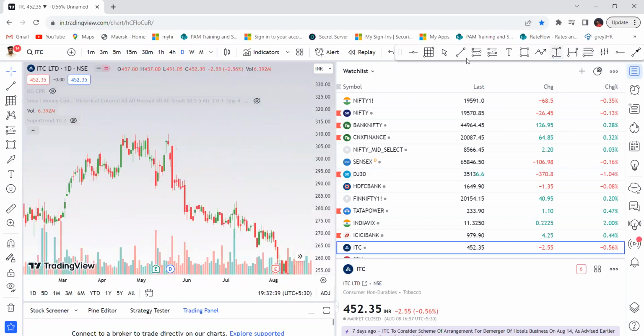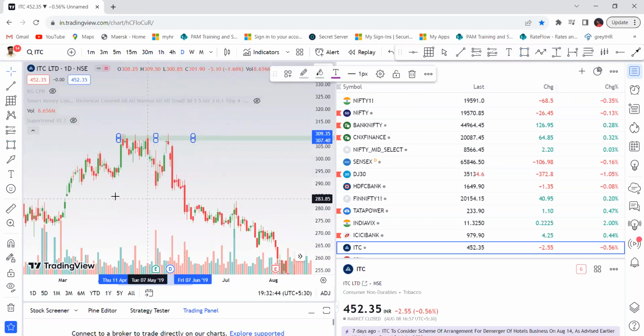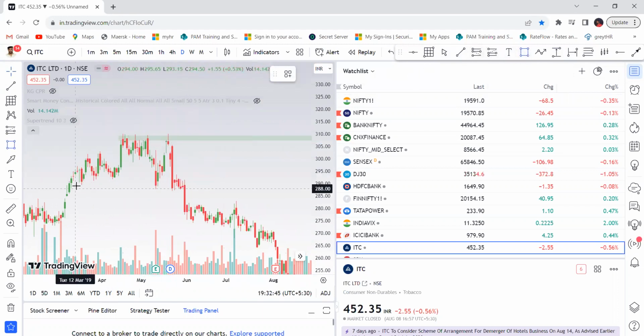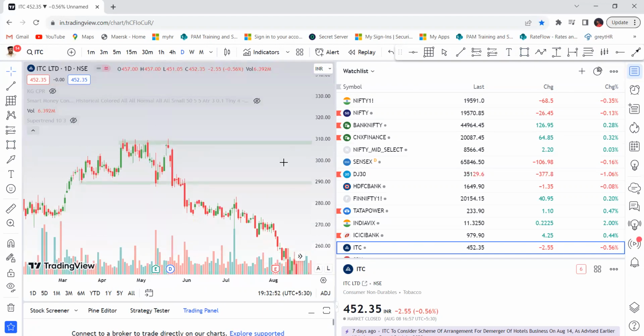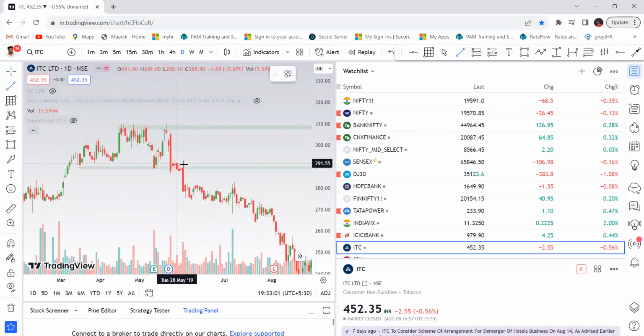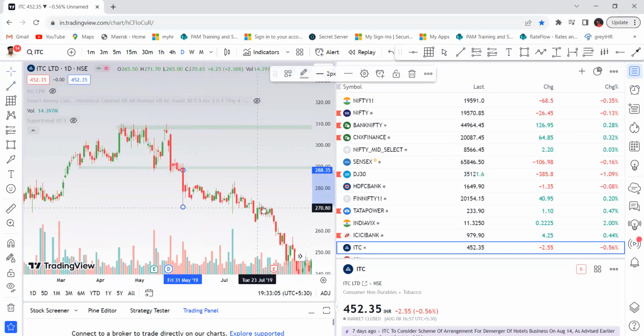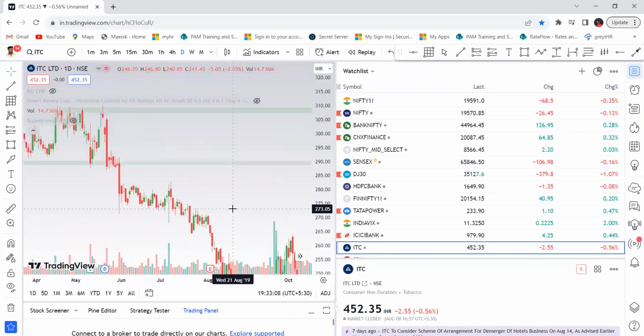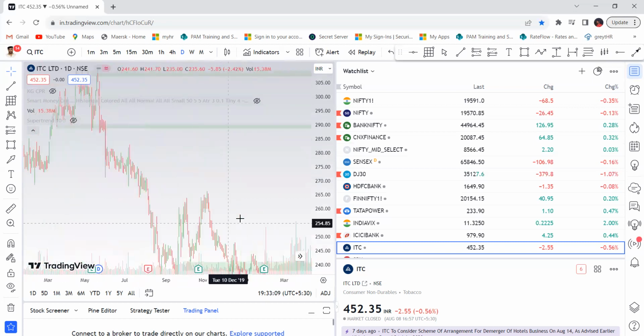Even in ITC, we have a classical example. See, this is basically a double top or triple top, and this is the support. Price came here and is unable to break this resistance. Once it breaks the support, you mark the length of this pattern, and this will be the target. But it has moved much further down.